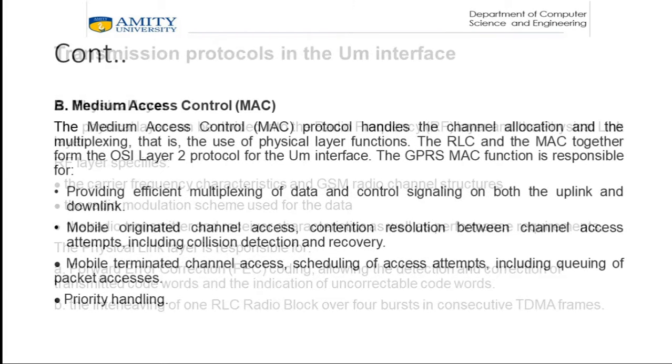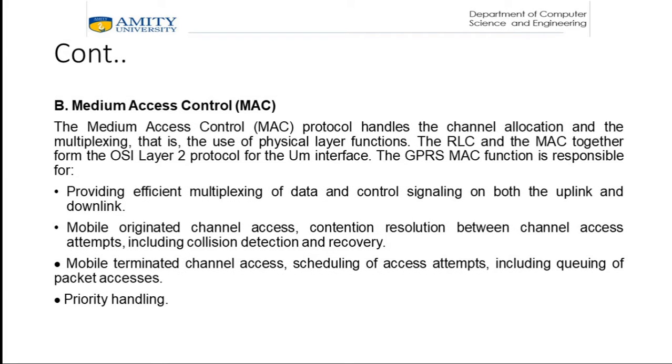Next layer is the medium access control or the MAC layer. The MAC layer or MAC protocol handles the channel allocation and the multiplexing, that is the use of physical layer functions, because it is above the PLL. The RLC and the MAC together form the OSI layer 2 protocol for the interface. You can also go to the network layers for more details on this. Though we are talking about GPRS here, if you would like to know how communication takes place, you can go to the OSI reference model. It is a reference model in networking which shows how the communication takes place between the layers.